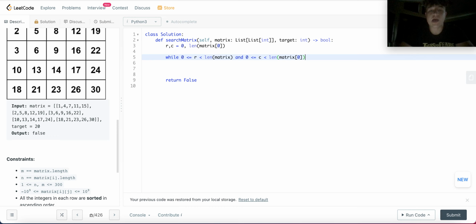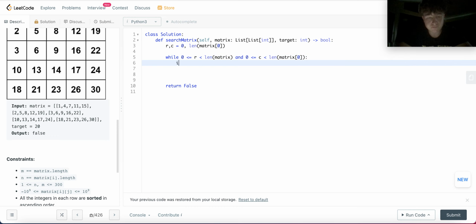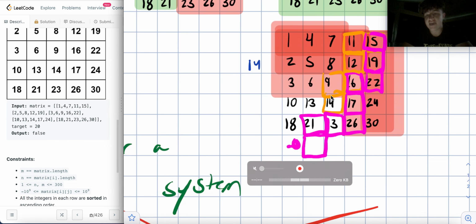So this is basically saying while it's in boundary. Now, if our current value at the matrix row column equals our target, then we're done, right? When we ran this, we walked through the solution. If we found the value, we were done. We didn't find the value, we didn't find the value, we didn't find the value, we found 14, we're done, right?